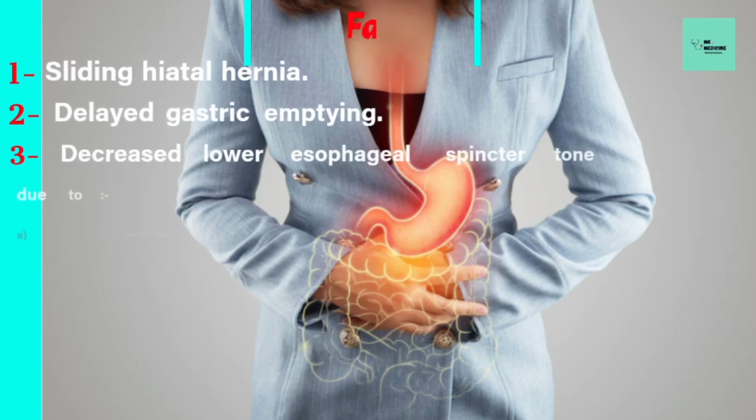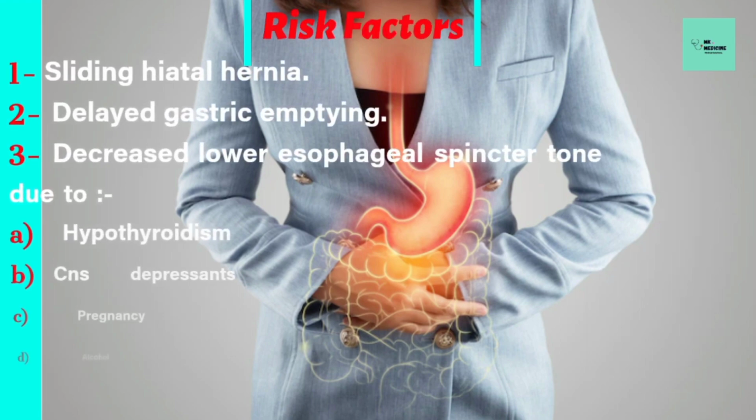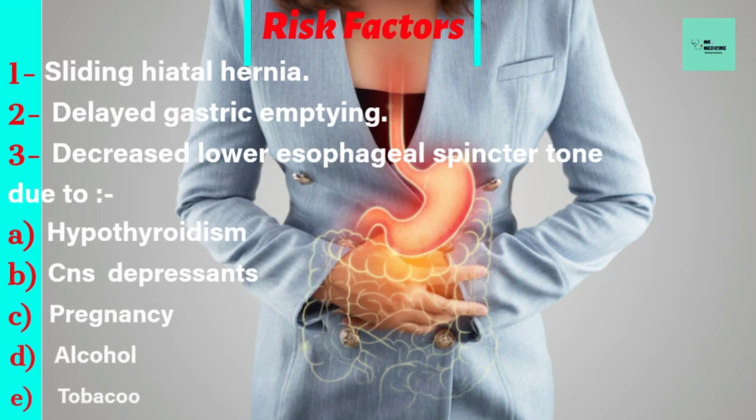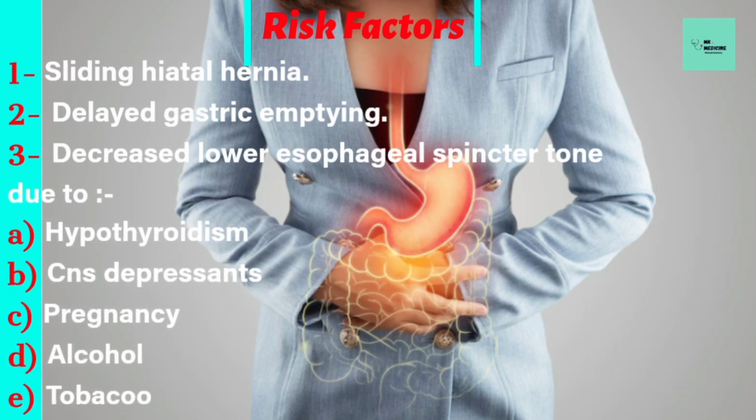Now the risk factors of GERD. One of the risk factors is sliding hiatal hernia. In this hernia, the stomach slides up into the chest through a small opening in the diaphragm, so GERD occurs. The second risk factor is delayed gastric emptying, meaning when food remains in the stomach for a longer time than normal, it will come to the esophagus and GERD occurs.